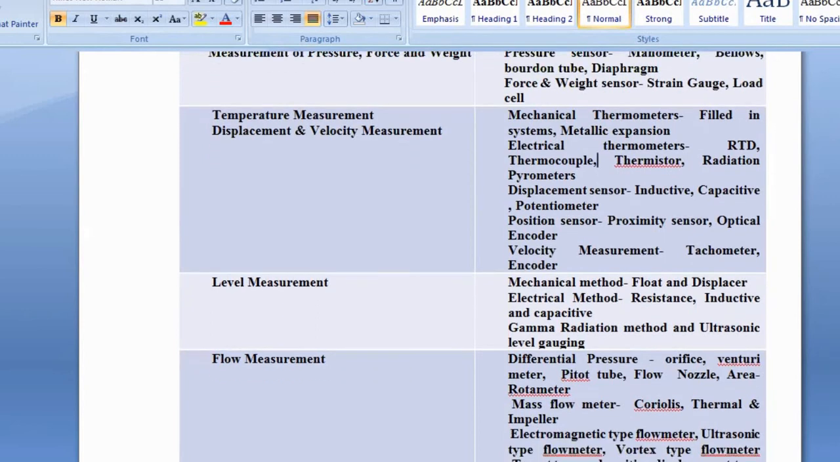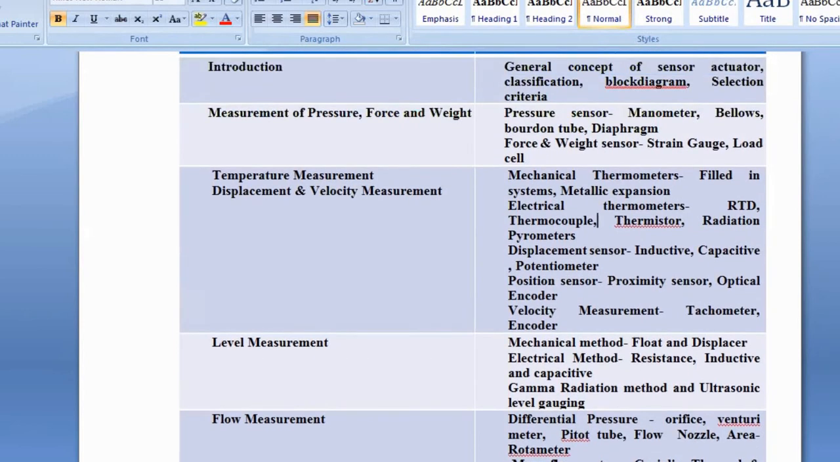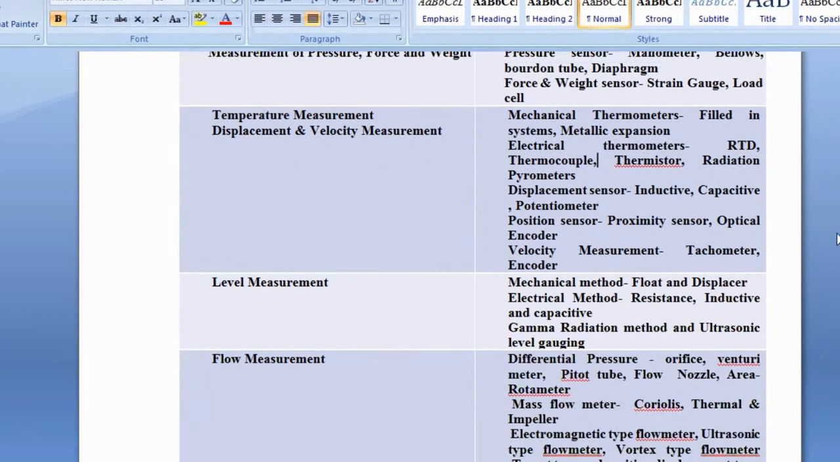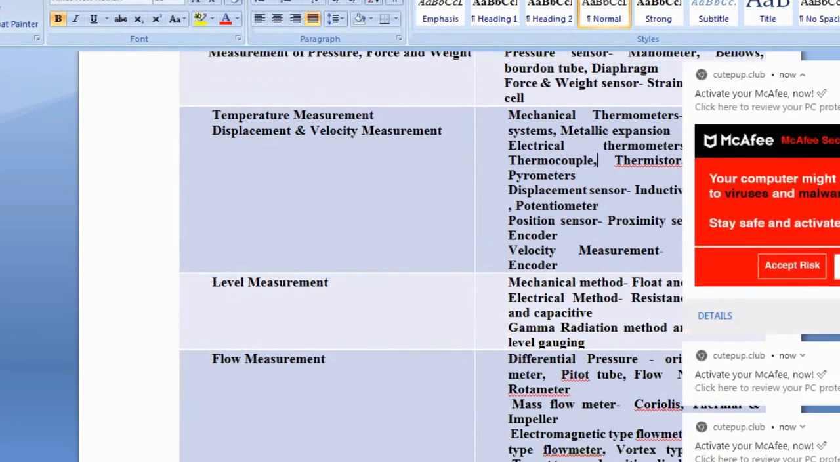I will start from the level sensors, and after covering level, I will go for flow measurements. It will take hardly 3 to 4 classes to complete level measurements, but flow measurements will take more than 10-12 classes, as there are so many flow sensors.